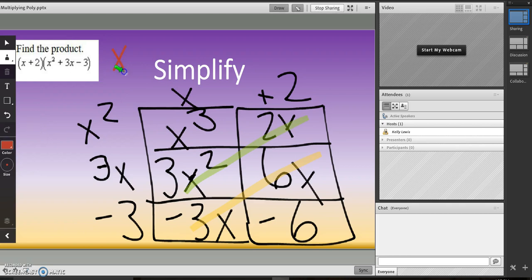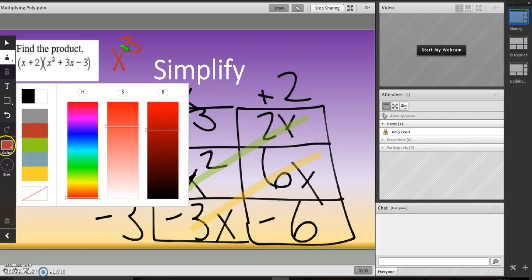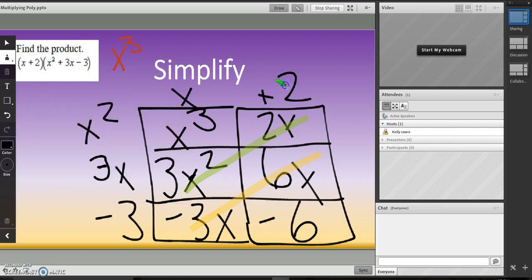So we get x cubed, and then, uh-oh, I messed up on something. No big surprise. 2 times x squared is 2x squared. All right, 2x squared plus 3x squared is 5x squared. 6x minus 3x is 3x, and then we have minus 6. That's the answer.